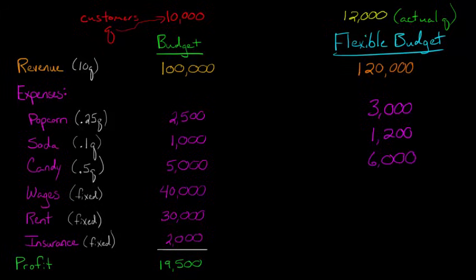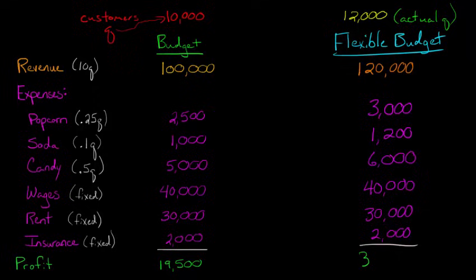Now wages, rent, and insurance are going to be fixed, so that means they don't vary based on changes in Q. They're just fixed. It doesn't matter what the quantity level is, how many customers, rent and insurance are always going to be the same. And so now we can come up with what our profit should have been under this. So we have 37,000. Let me change to green for consistency's sake.